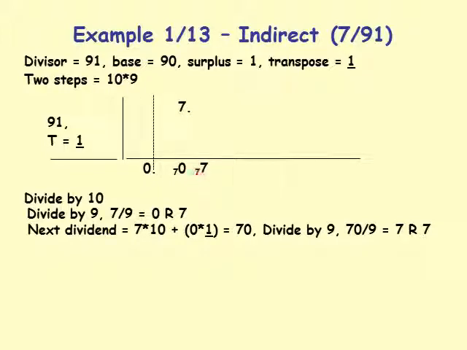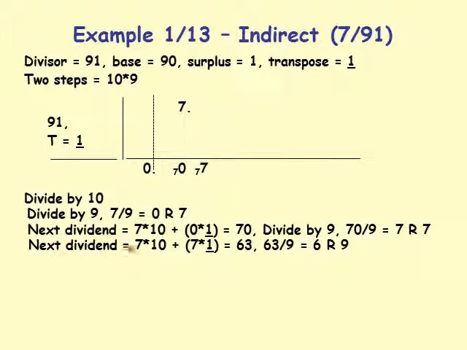Okay, let's continue. The next dividend is the 7 as remainder here: 7 times 10 plus the quotient times the transpose. So it's 63. 63 divided by 9 is 7 remainder 0, but that would give me a next quotient digit of negative value. So I'll just use a backtrack there and use 6 remainder 9. 63 divided by 9 is 6 remainder 9. Let's continue here. So I got 6 remainder 9.